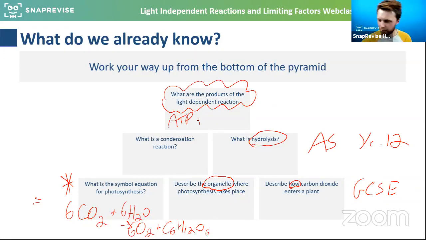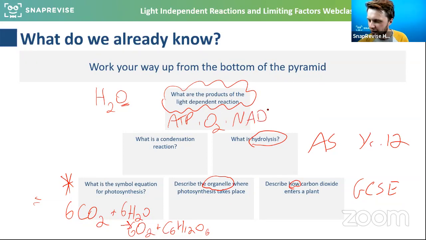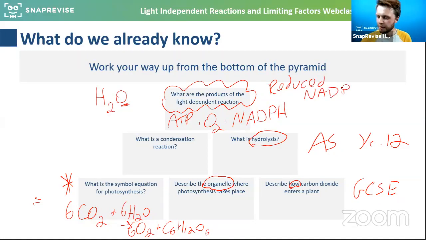Some of you have remembered that we have some oxygen being made. So we split our water down in photolysis. Photolysis breaks down water, which leaves us with some oxygen. Lovely. And then lots of you are saying something like this. You're saying NADPH. So about half of you have said NADPH, and about half of you have said reduced NADP. Okay, I would try and get in the habit of saying the latter.